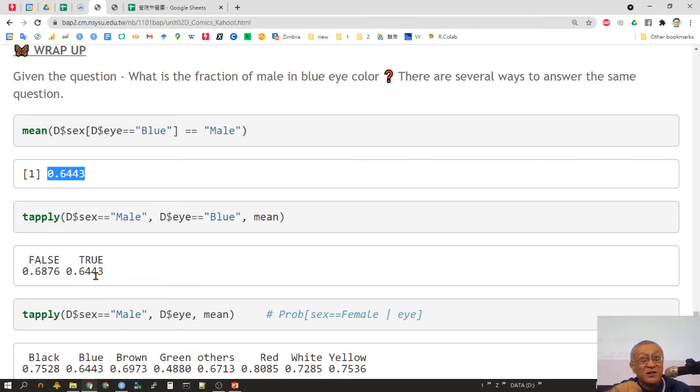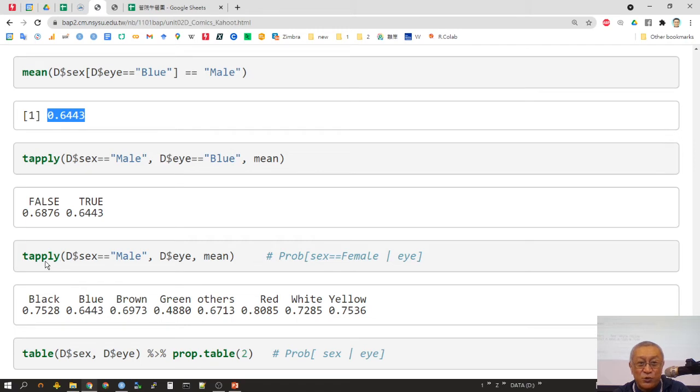In your homework assignment last week, a lot of exercises involved comparison, right? The largest, the least, they involve comparison. So when you involve comparison, you want to do group computation and compare the results, right? Okay, so if you do t-apply, you'll get two things, and then you can compare the blue-eyed and the non-blue-eyed, right?